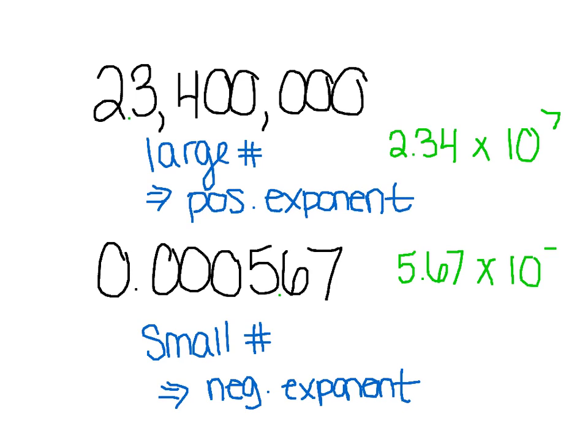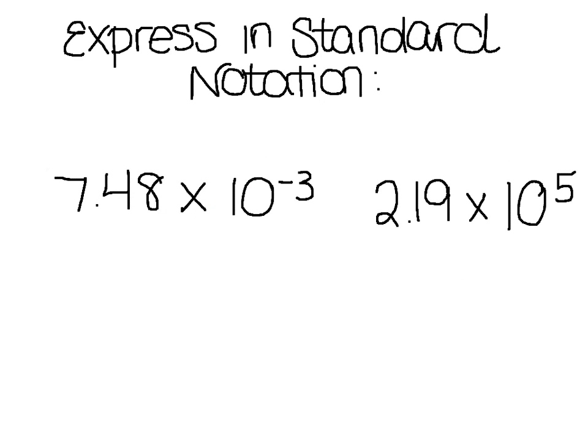And then it doesn't matter which direction I count, 1, 2, 3, 4. Or I can start here and go 1, 2, 3, 4. Either way, I know the exponent is going to be 4. So 5.67 times 10 to the negative 4th power. All right. I want you to pause the video and try these on your own. You're going to express each of these numbers that are in scientific notation in standard notation.